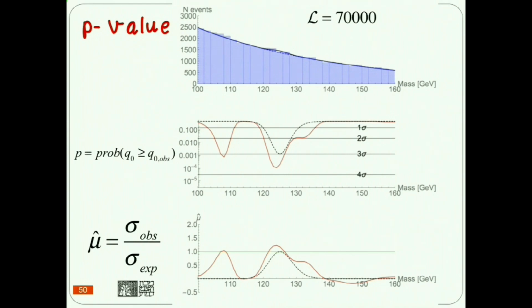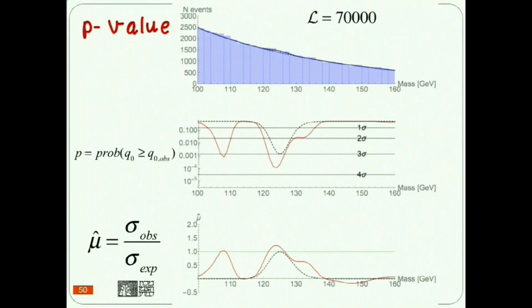Now, if I generate signals as background events, this might fluctuate up or down. If it fluctuates up, meaning more signal, then the p-value is smaller. It's going to go away from the null hypothesis with the background only. Now, to quantify how much away I am from the expectation, I look at the signal strength, which is sigma observed over sigma expected. If I get exactly what I expect, this will be 1.